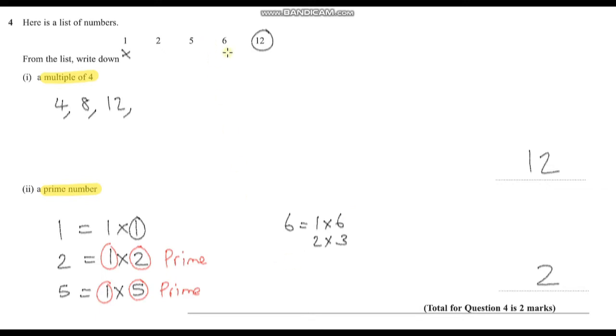And finally, let's just cross it off here. 12. What are the factors of 12? Well, 1 times 12 is 12. 2 times 6 is 12. And 3 times 4 is 12. So again, 12 is definitely not prime. So our answers are 2 and 5. So I'll just put here 2 or 5. Whichever one you put will be correct.